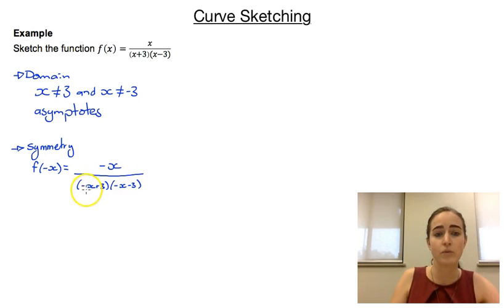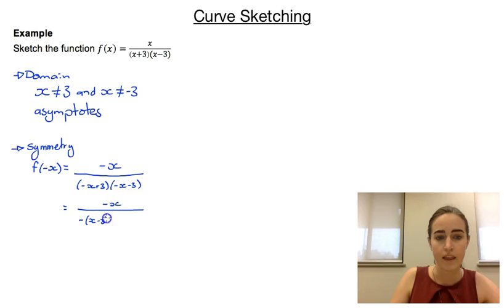Now in the denominator here, we can pull a negative out of each of those brackets. So we'll leave our minus x on the top. If we pull a negative out of the first bracket, we'd be left with x minus 3. And if we pull a negative out of the second bracket, we'd be left with x plus 3. Now that minus minus is going to cancel itself out. So we're going to have minus x in the top still over (x minus 3)(x plus 3).